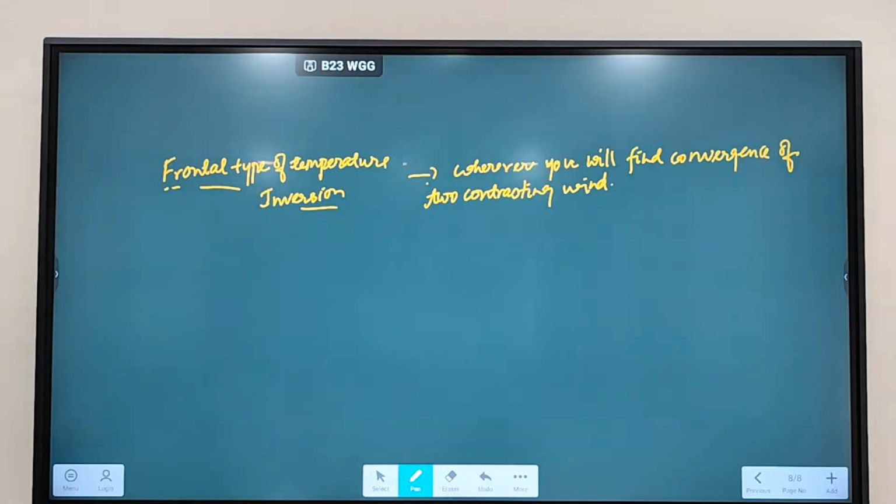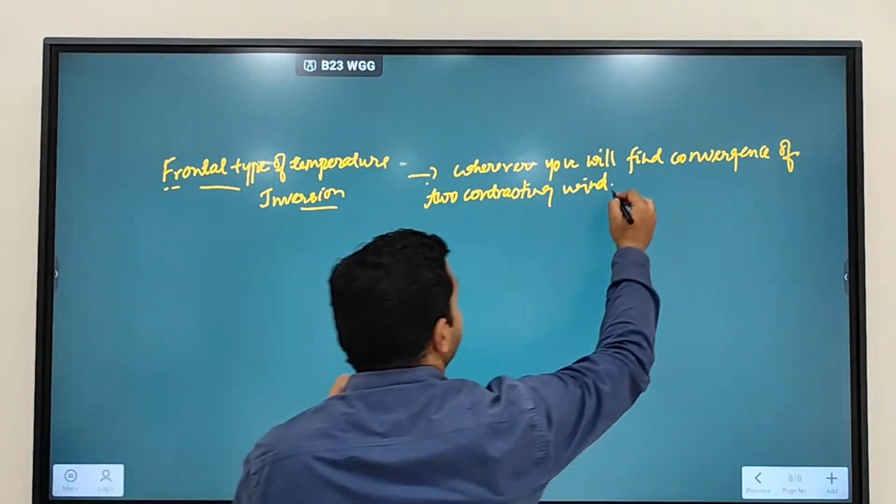Fine. What does contrasting wind mean? Two different winds in terms of air mass. Any other thing? Yeah. Two different types of wind in terms of temperature, in terms of pressure, in terms of humidity. Clear? So when two different types of air, or contrasting winds, are going to converge, then it is called a frontal type of temperature inversion.